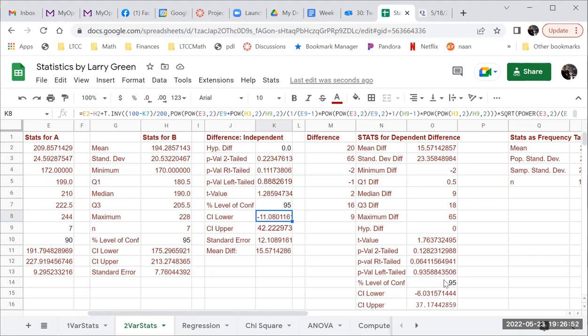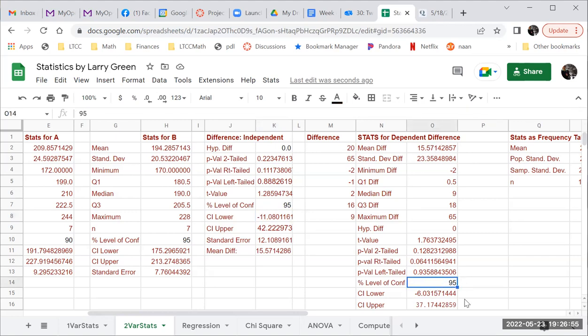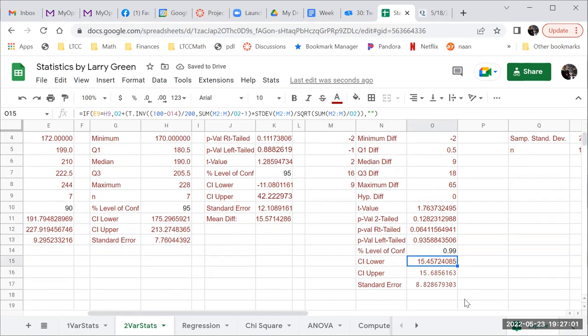By the way, if you're doing dependent difference, it's over here that you're going to put in your confidence level. So maybe 0.99. And then wait a bit and it'll just show up. Any questions on that?